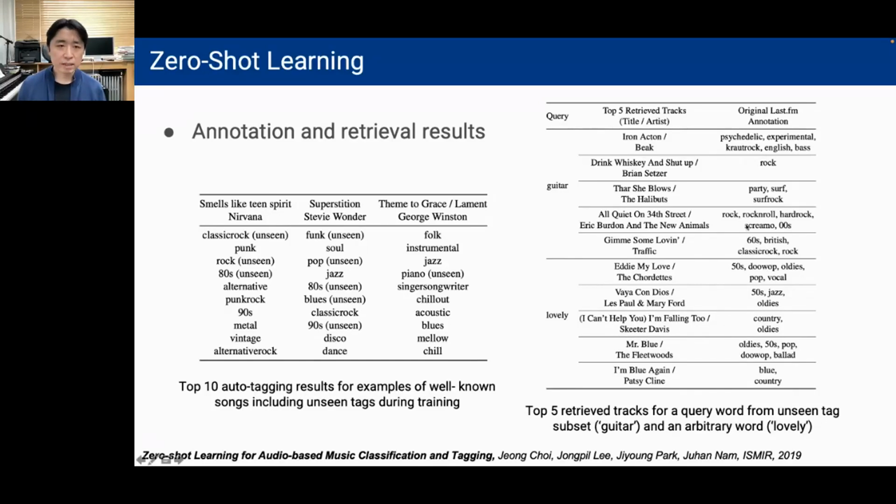On the right side, it shows the top 5 retrieved audio tracks for an unseen word. For lovely as a query, the retrieved songs are mainly 1950s oldies-but-goodies songs and some jazz music. This has some bias toward old pop songs, but it generally makes sense.